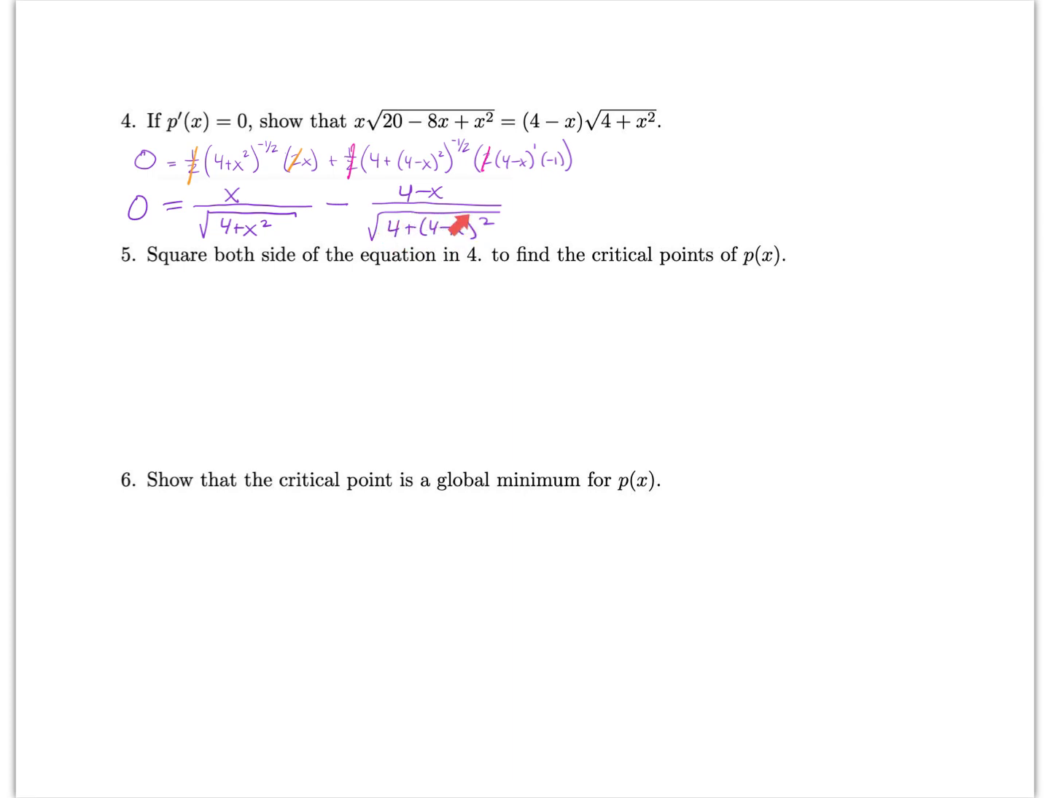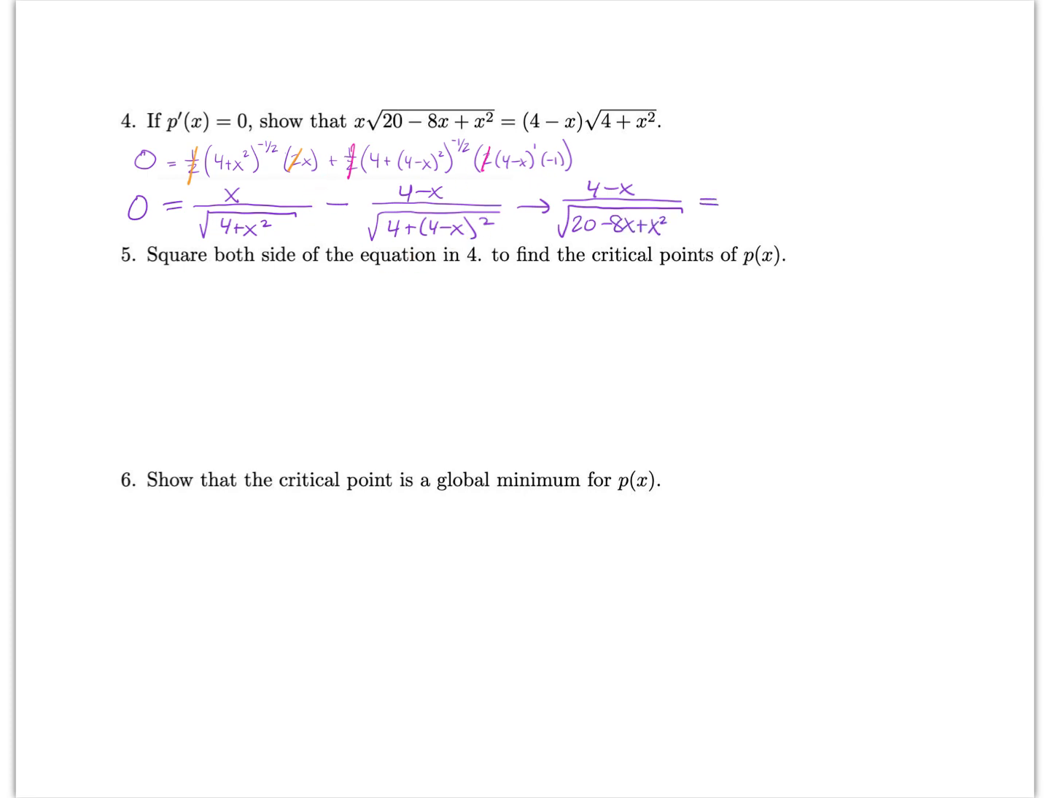I'm just going to multiply out what's underneath this radical, and I'm going to move this whole term to the other side. So I'm adding that whole term to the other side. So I have 4 minus x in the numerator. In the denominator, I've got a square root, and I'm going to multiply this out. So 4 minus x squared is 16 minus 8x plus x squared. 4 plus 16 is 20. And then I have minus 8x plus x squared.